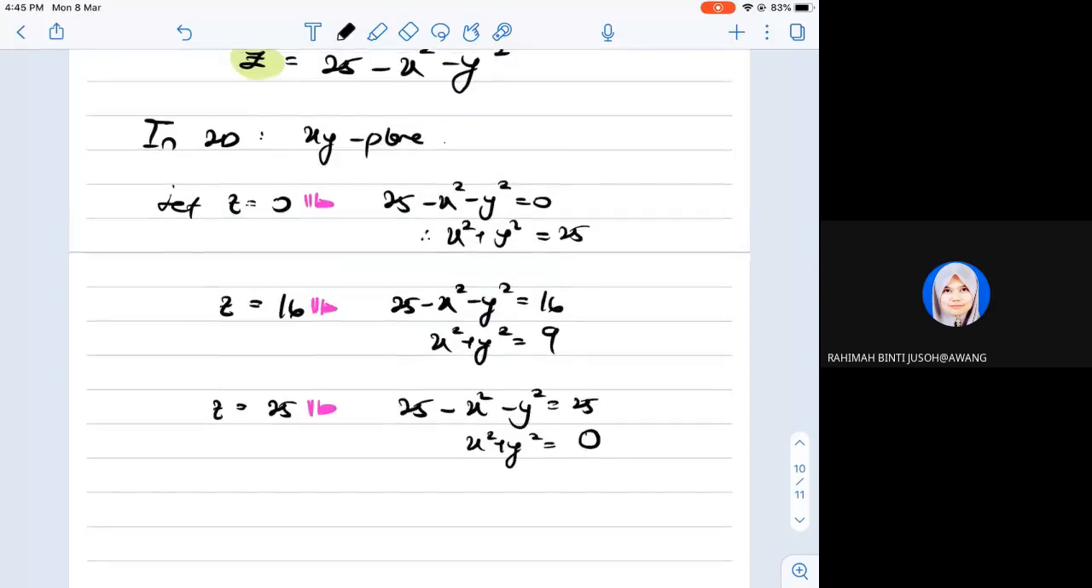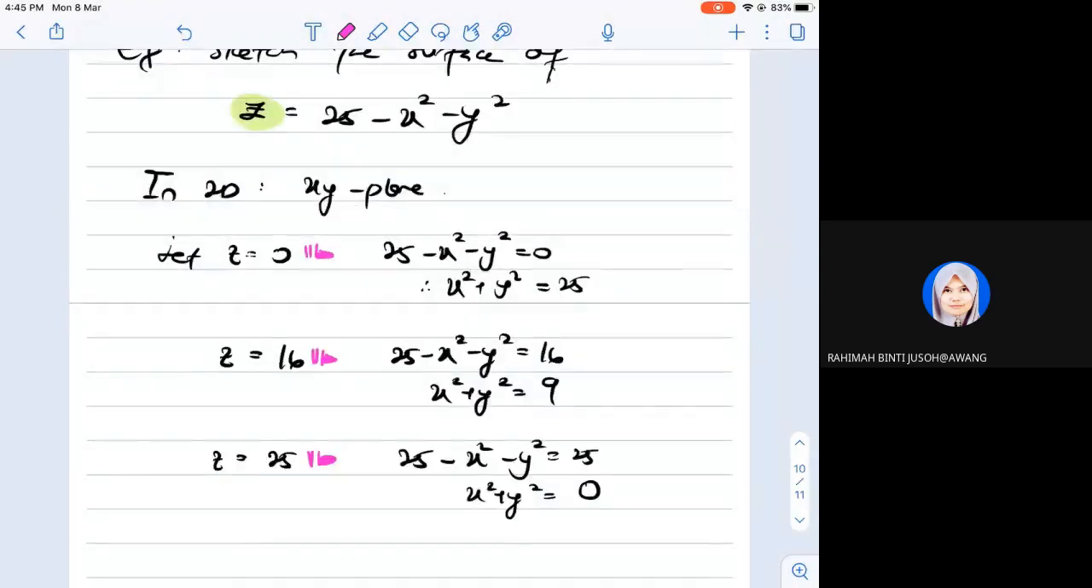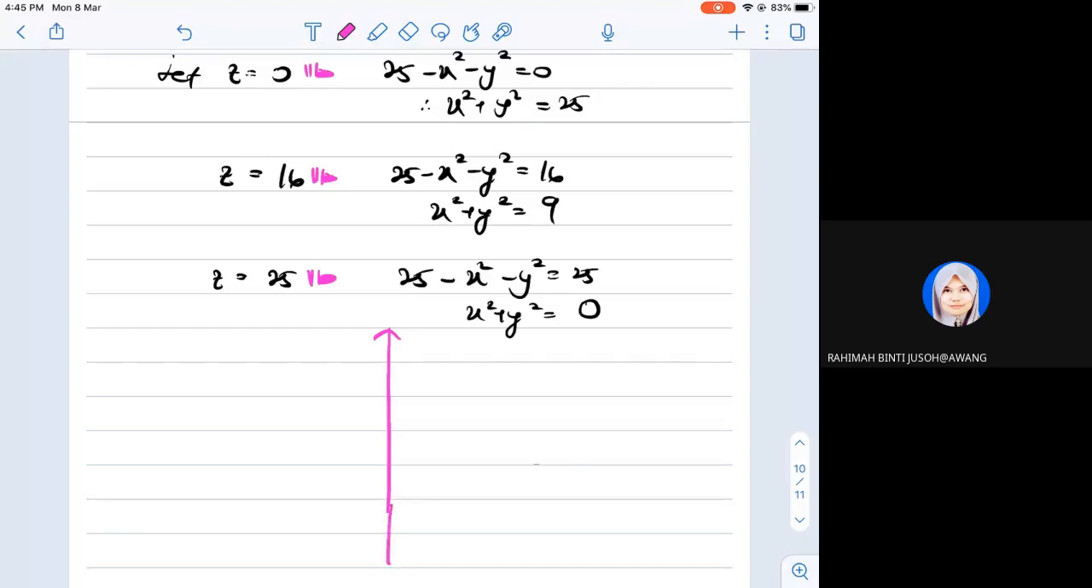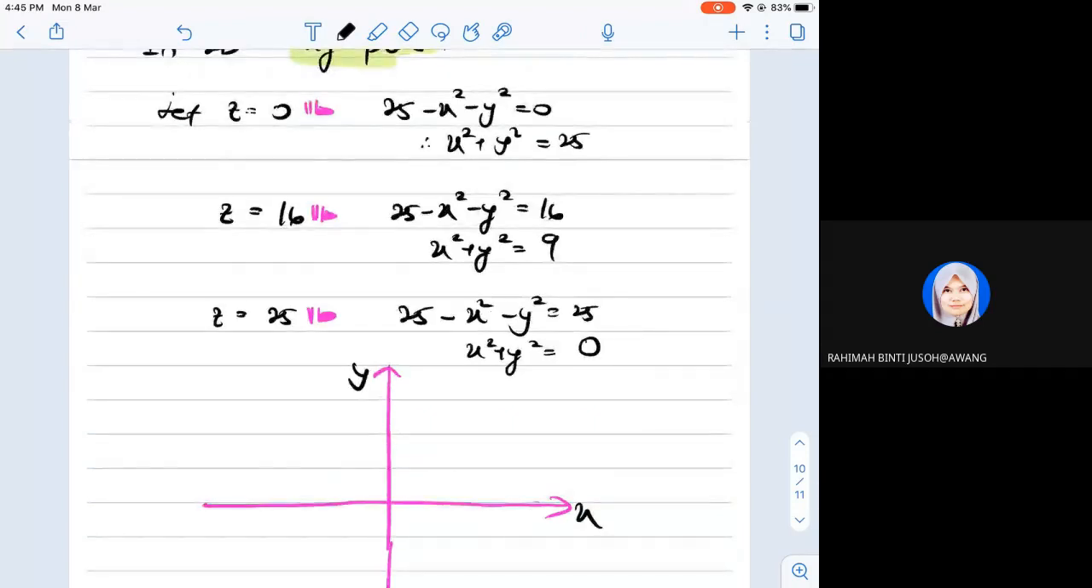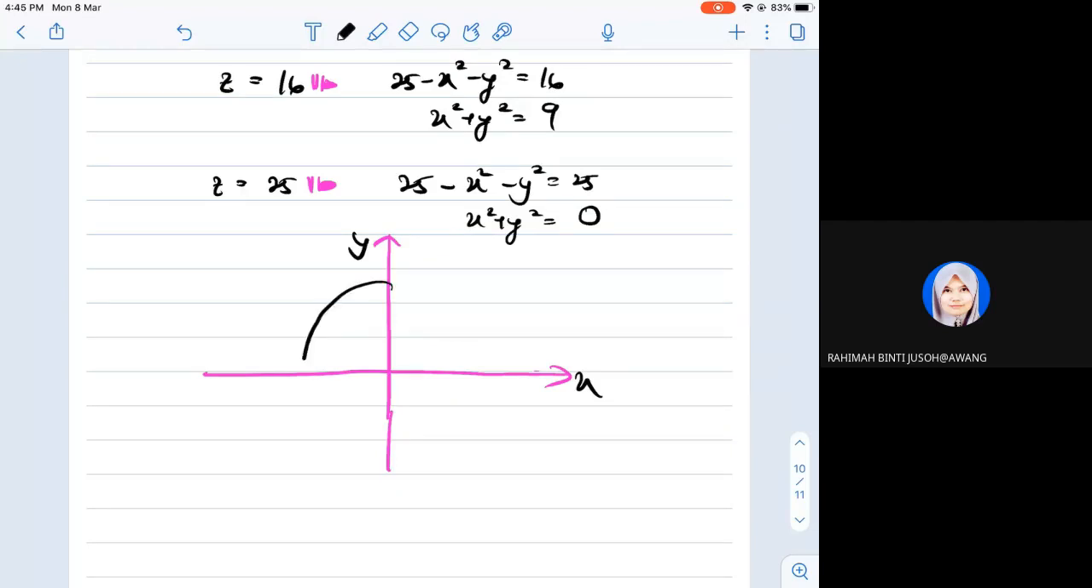Okay, equals to 0. So kalau you lukis graf ni dalam 2D, paksi yang terlibat XY plane, of course lah X dengan Y. Okay, so we will have X, Y. Okay, when Z equals to 0, we have this equation. X squared plus Y squared equals to 25. So this is a circle with radius 5, isn't it? A circle with radius 5. So you buatlah satu bulatan. Radius dia 5.